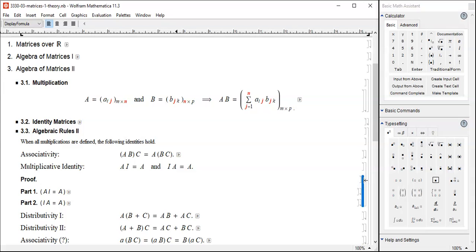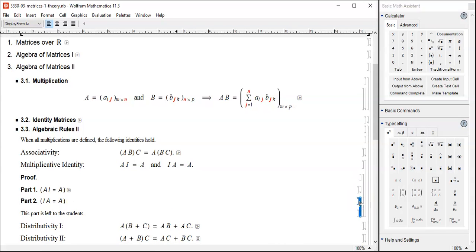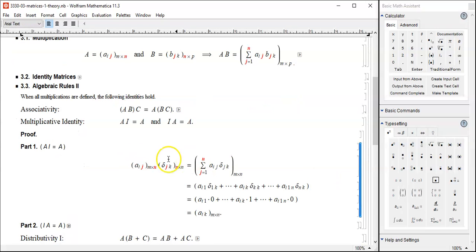Okay, we have to prove A times I is A, and then also I times A is A, but the second one I'm going to leave to students because it's going to be pretty much analogous to the first part. So let's do only this one, and here's the proof.